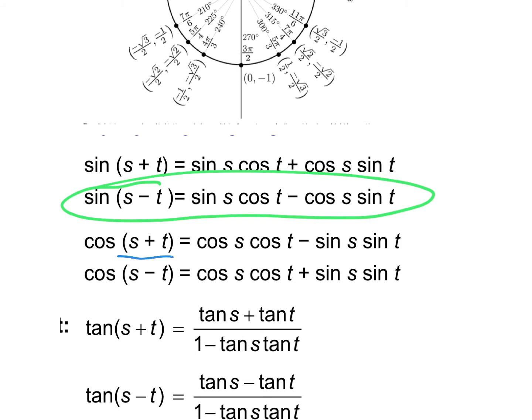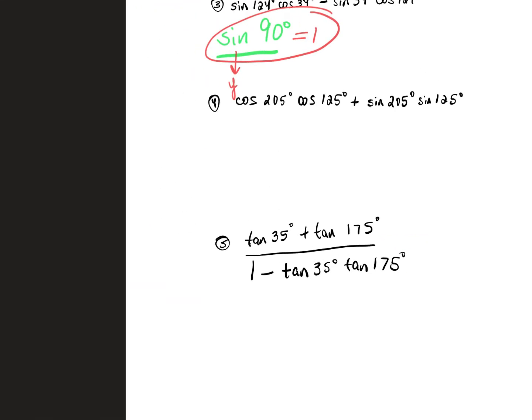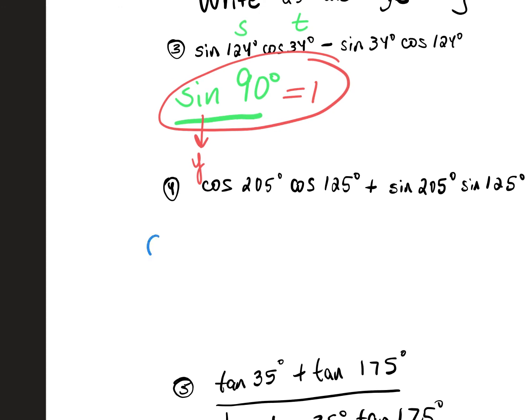The second cosine. What are you doing in this case to both of those angles? In the formula, it says to add, but what are you actually doing to find that you're subtracting? So you're going to rewrite this. This is the same. This is cosine of 205 minus 125. Guys, what is 205 minus 125?